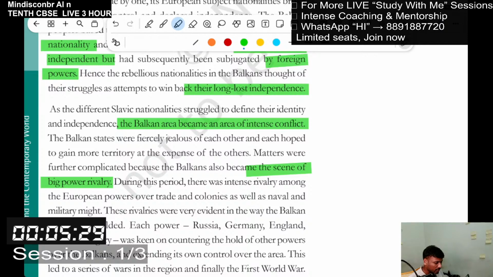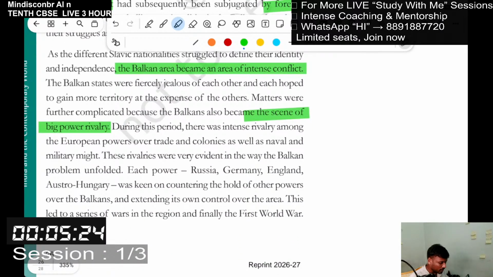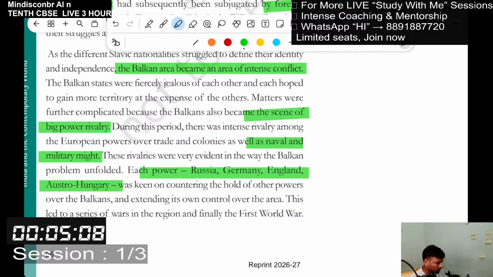During this period, there was intense rivalry among the European powers over trade and colonies, as well as naval and military might. These rivalries were very evident in the way the Balkan problem unfolded. Each power, Russia, Germany, England, Austro Hungary, was keen on countering the hold of other powers over the Balkans and extending its own control over the area. This led to a series of wars in the region and finally the First World War.